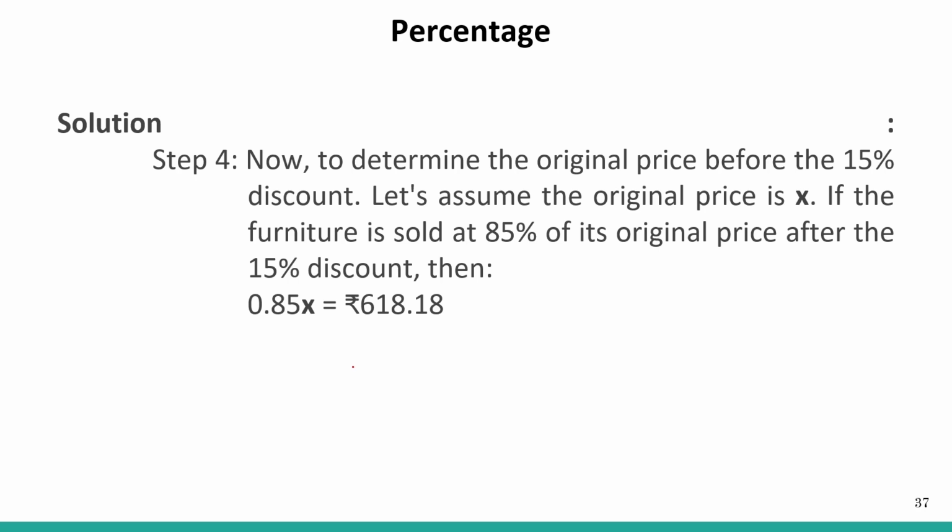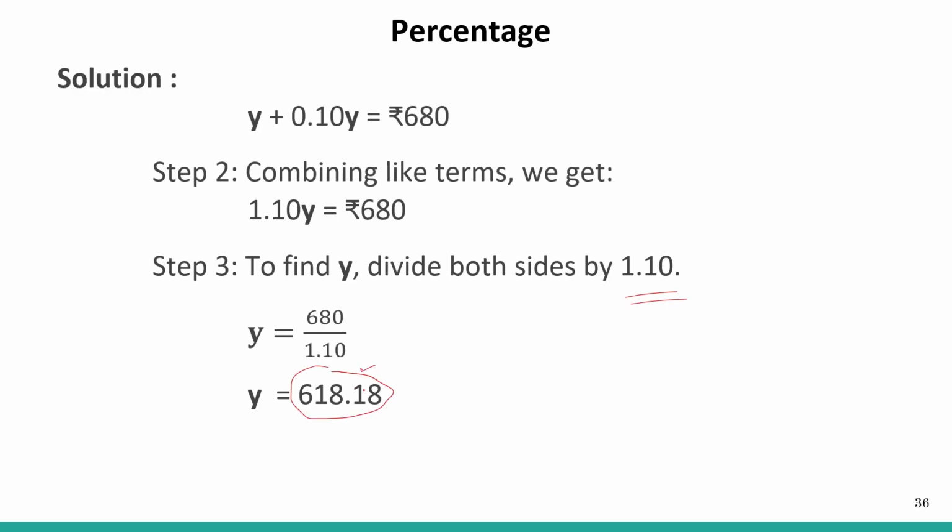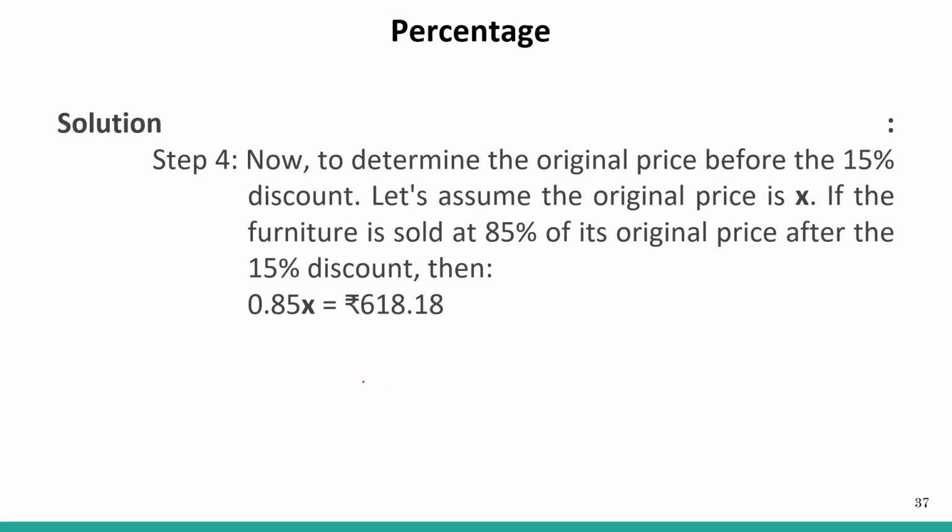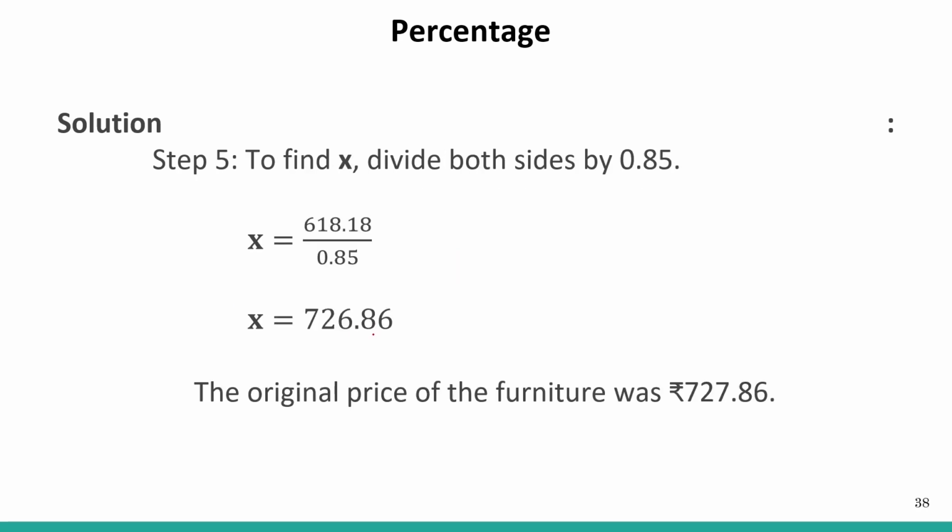So this is the price before sales tax, but after discount. Now let's determine the original price before the 15% discount. Let's assume the original price is X. If the furniture is sold at 85% of its original price after the 15% discount, then 0.85x is equal to this value. To find X, we divide both sides by 0.85. By doing so, we are left with 726.86. So X is equal to 726.86. So the original price of the furniture was 727.86. This will be the original price.